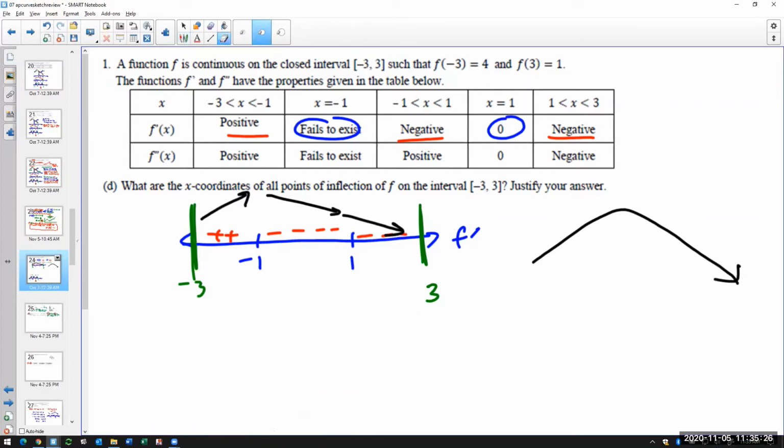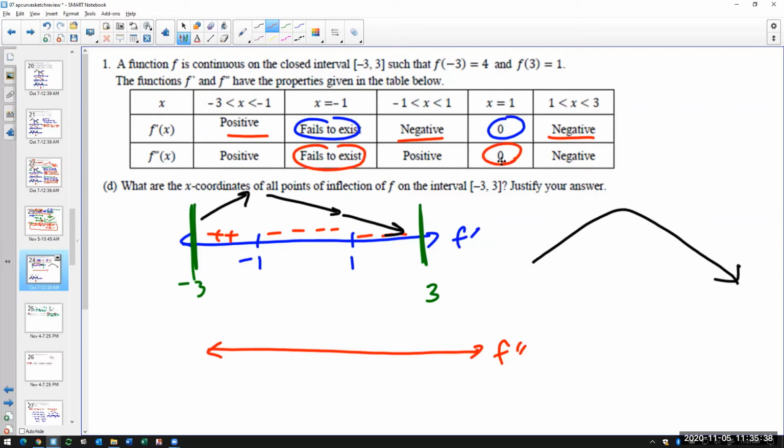Then what I do to be able to draw this picture correctly is I put another number line below the F prime number line, and I do an F double prime number line, okay? In my F double prime number line, I go find where F double prime is 0 or DNE, and those are my possible POIs. I've got one at -1, and I line it up with the F prime. You don't have to, but it helps a lot, okay? It just so happens these are the same. They're not always the same. The POIs are not always the same as the critical points, okay? But here it just so happens the possible POIs are the same as the critical points, okay? So remember, these though are possible POIs. These up here are called critical points, okay?